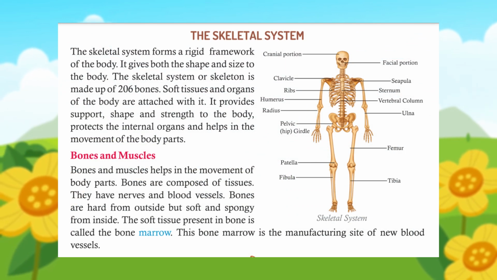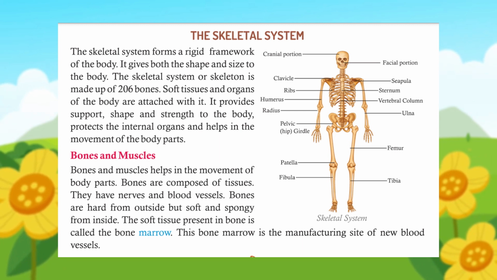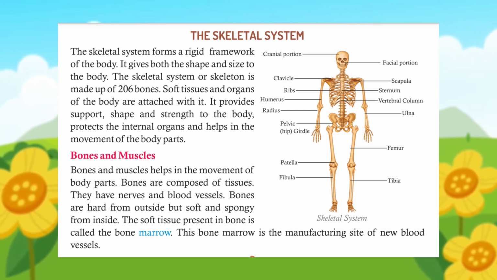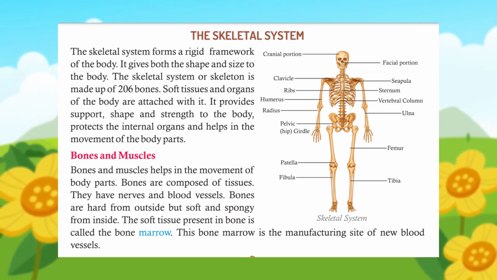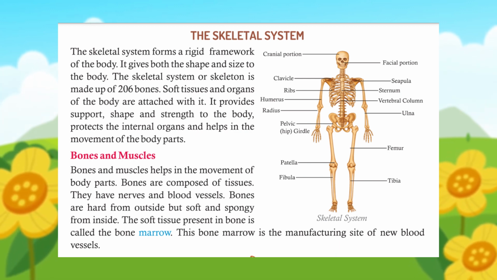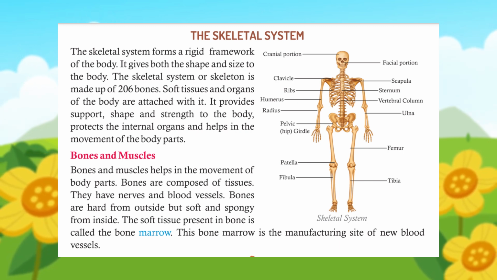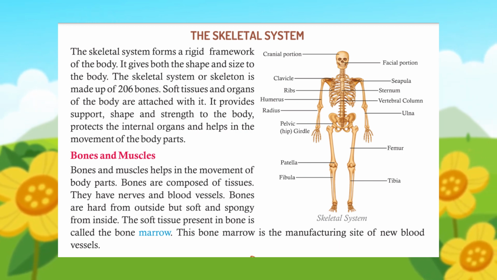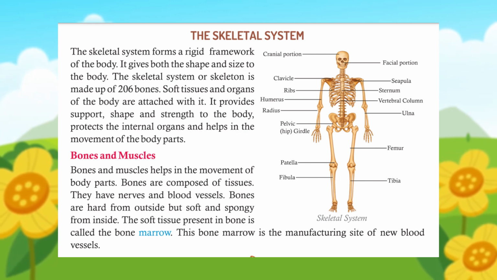The skeletal system. The skeletal system forms a rigid framework of the body. It gives both a shape and size to the body. The skeletal system or skeleton is made up of 206 bones. Soft tissues and organs of the body are attached with it. It provides support, shape and strength to the body, protects the internal organs and helps in the movement of the body parts.